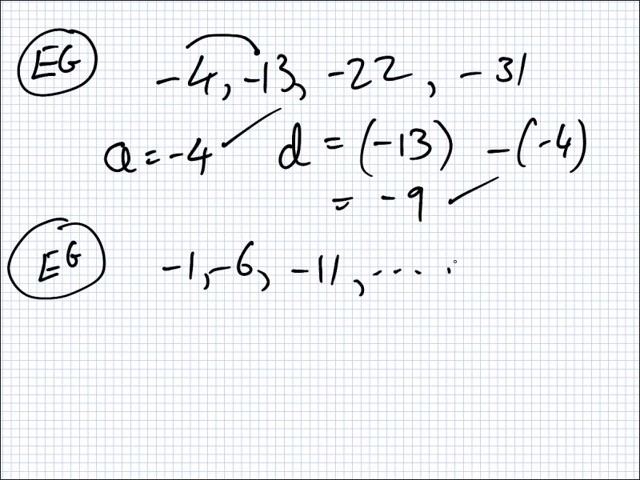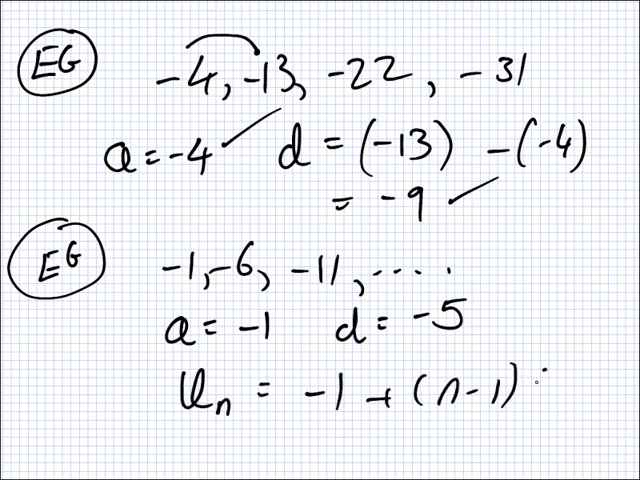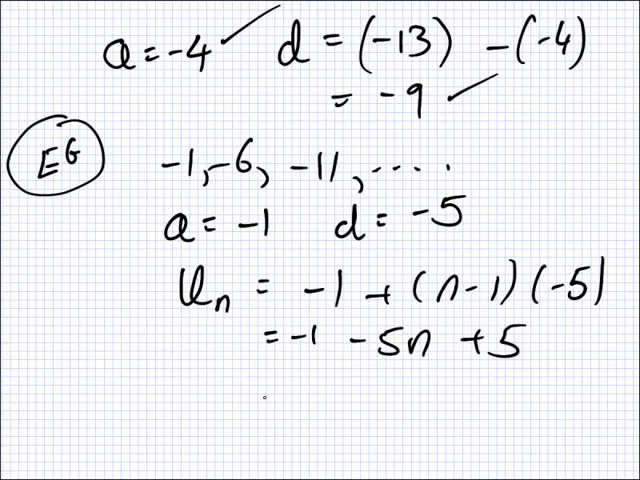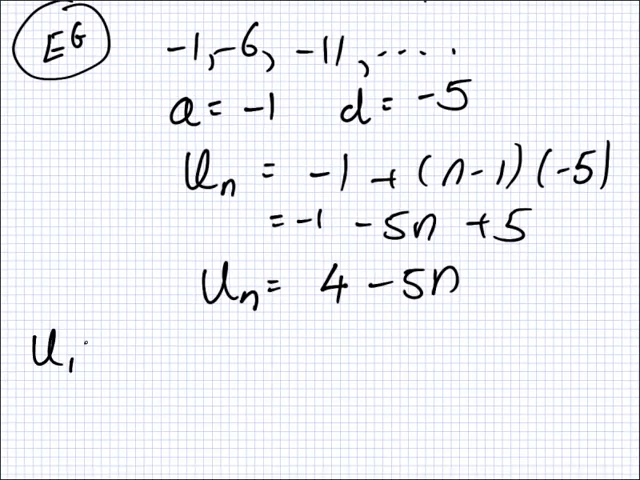I just want to know the formula for the nth term. So again, the a is -1 and the d is -5, and the formula is un equals a plus n minus 1 d. Yes? That's -1 minus 5n plus 5. So that gives me 4 minus 5n, isn't it? And that's the answer. Now you can check that that works, because what should u1 give us?